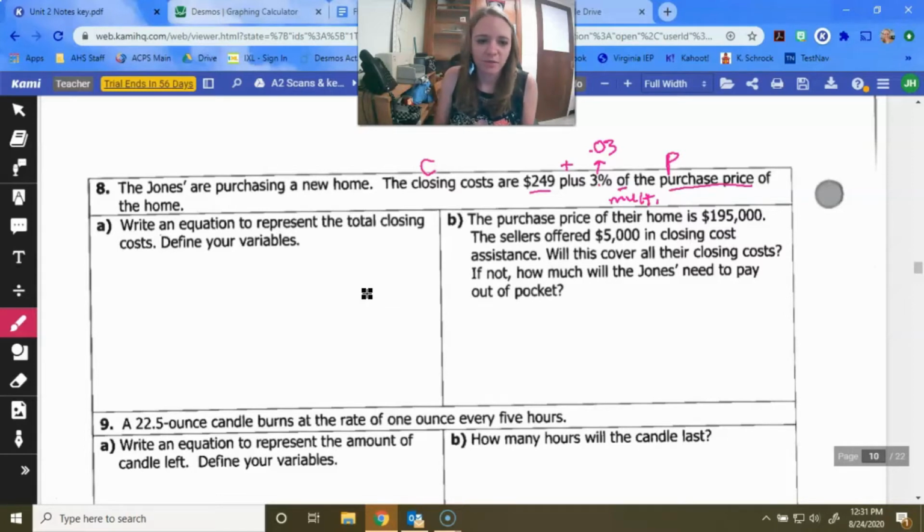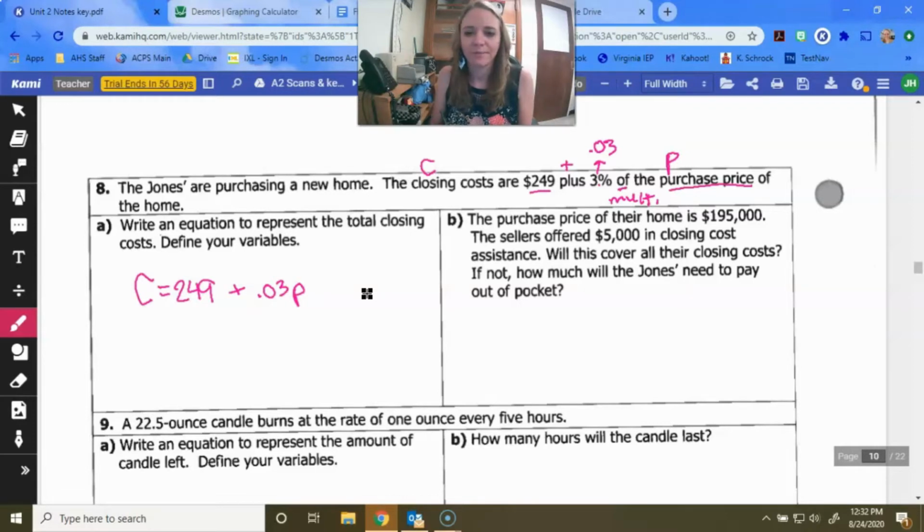Okay. So we're, of course, getting ready to write the equation to represent the total closing cost. I'm not as worried about the variables part. I just want to see a good equation. So the cost will equal $249. That is the amount of money you got to pay the people who do all the paperwork for you. And then you add 0.03 times P. So 0.03P.